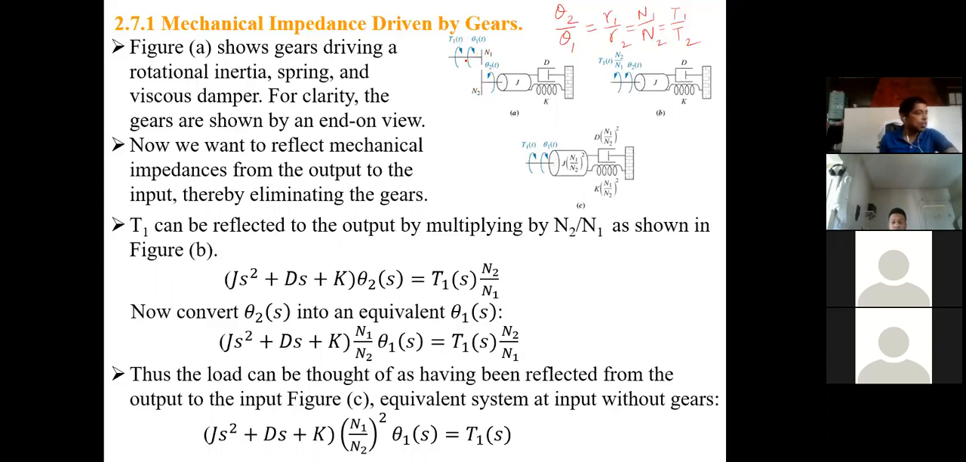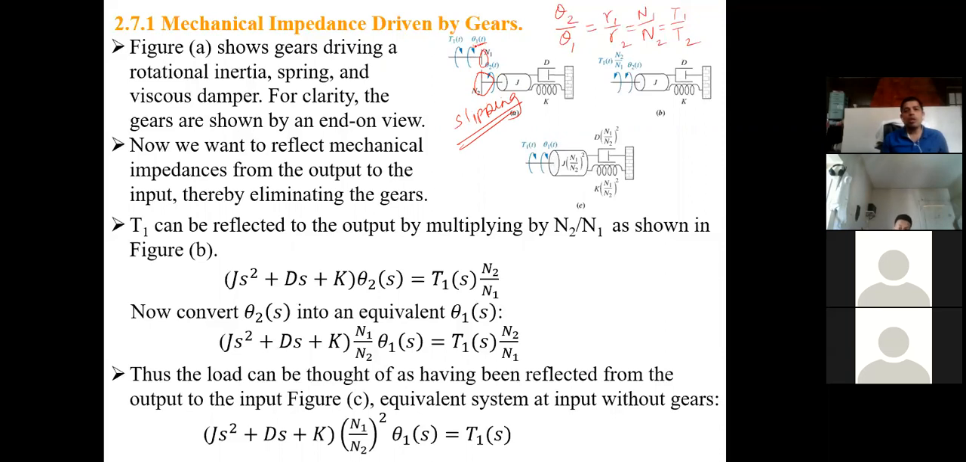Looks like it has 2 degrees of freedom, right? But the thing is, they are tied together by gears. Look at that. This gear and this gear, there is no slipping in between them. The gears do not slip. So there is no slipping between these 2 gears in that case.